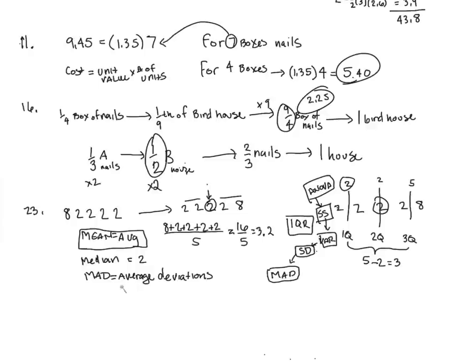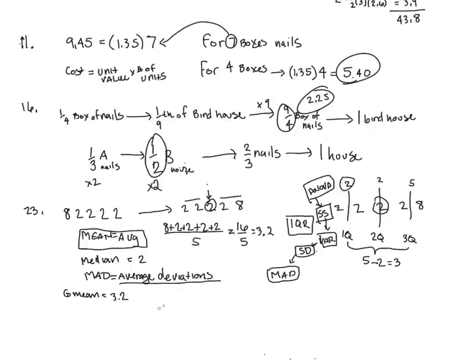That may be an easier way to understand it. So we're going to do it. So first off, we need the mean. And we already said that's 3.2. Now we have to find the average of the deviations from the mean. Okay, so how do we do that?